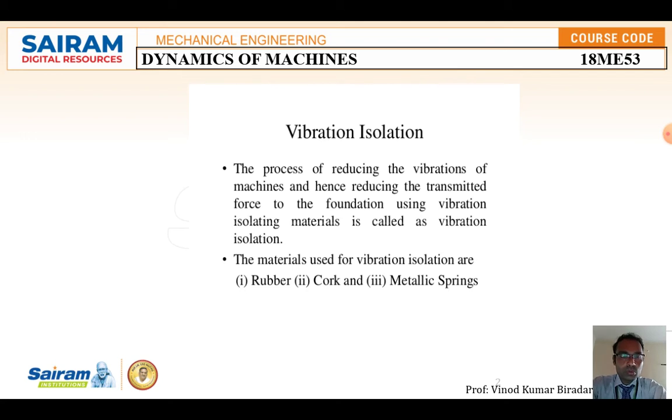The main objective of vibration isolation is to avoid the transmission of vibration from the machine to the foundation and ground level. So the process of reducing the vibration of a machine, and hence reducing the transmitted force to the foundation, using vibration isolating materials is called vibration isolation. What materials are we going to use? Rubber, cork, metallic spring, and elastomers are some of the isolation materials we use.